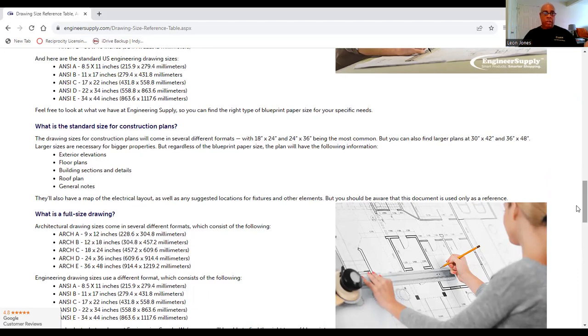They're in inches. Now, when I'm talking about construction plans, I'm talking about exterior elevations, floor plans, building sections and details, general notes, and of course, a roof plan. Now, they'll also have a map of an electrical layout as well as any suggested fixtures and other elements. But again, I'm just giving you this information. Use it as reference material.